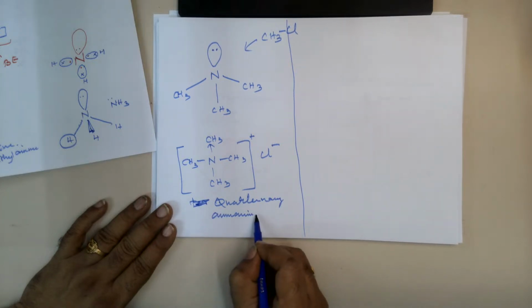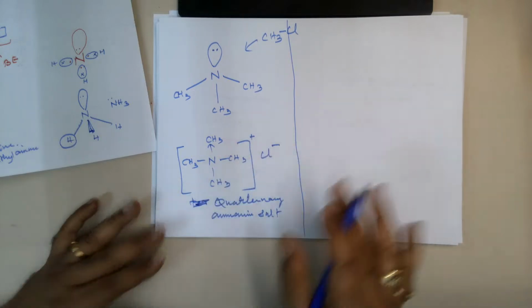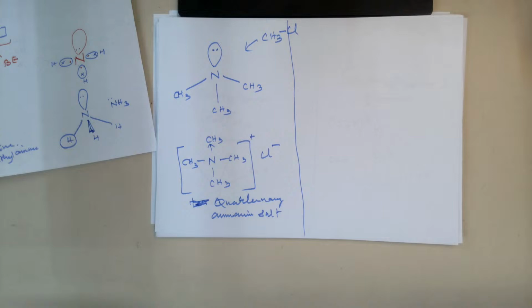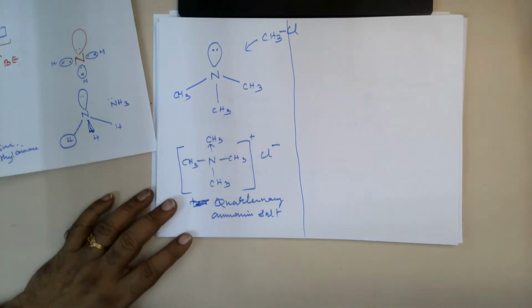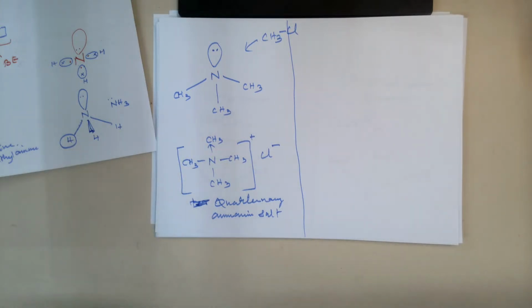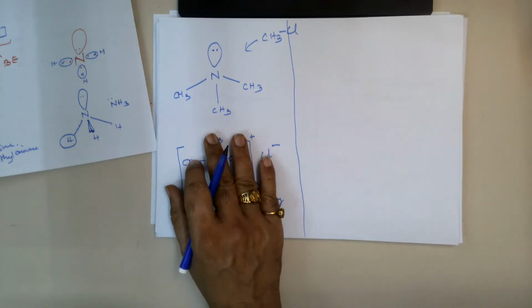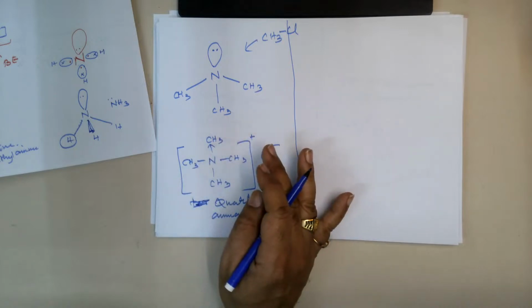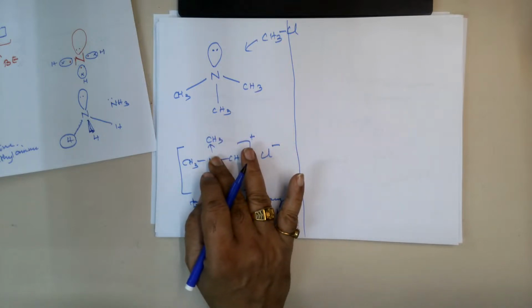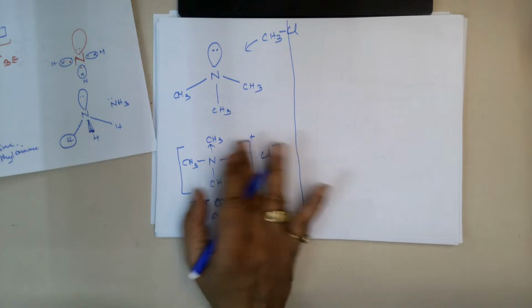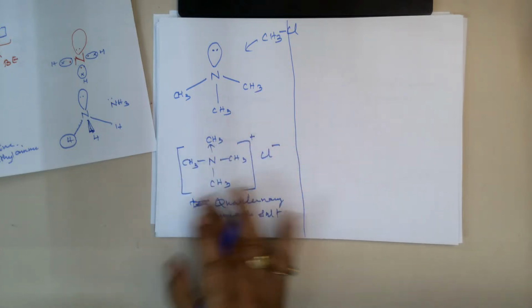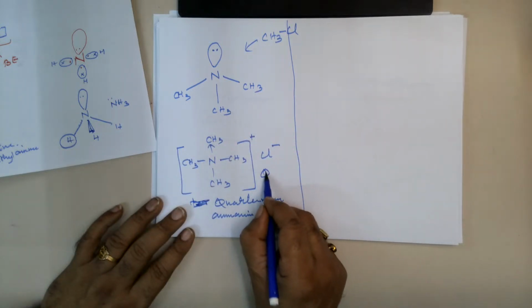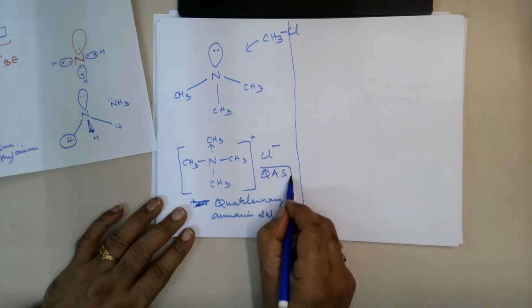Why is it ammonium? Because it has attained a plus. So ammonium, and it is a salt. So quaternary ammonium salt. That is tetraalkyl ammonium chloride. So here it has lost its lone pair by donating its non-bonding pair to the incoming methyl group, and thereby it is known as quaternary ammonium salt, quats.